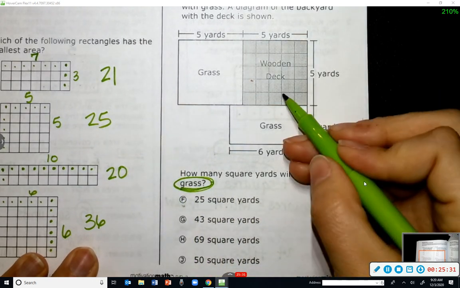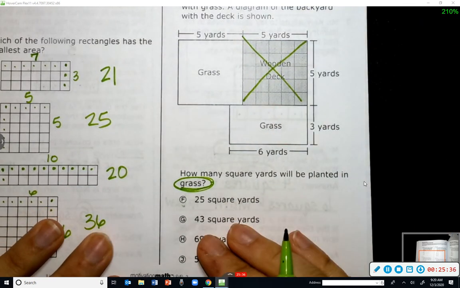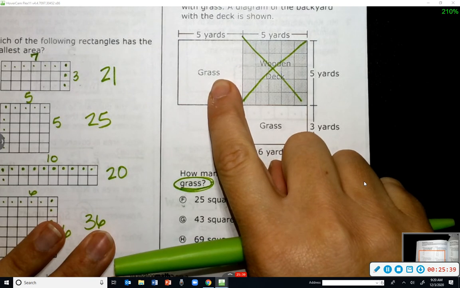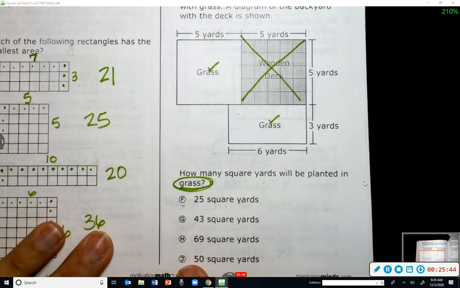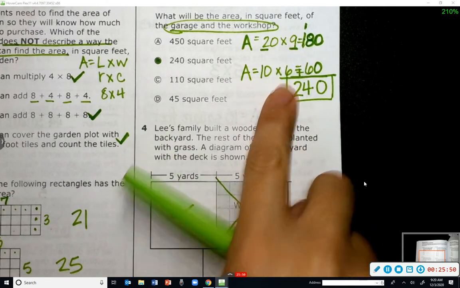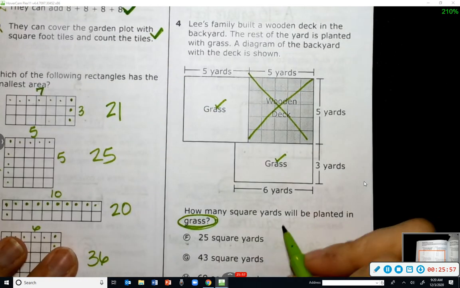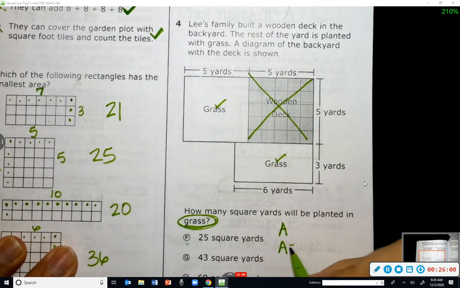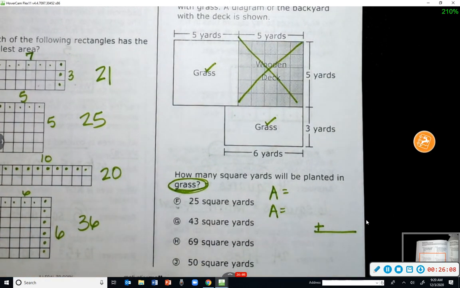So do I need to know the wooden deck? No, I want you to put an X over it. Do I need to know this part? Yes. Do I need to know this part? Yes, because they're both grass. Okay? So this is a two-step problem. Just like we did here, we had to find the area of both rectangles and then do what? Add. Okay? All right, so I want you guys to try this one on your own. You need to find the area of both pieces of grass and then add those two areas together. You just need to make sure you're using the right numbers.